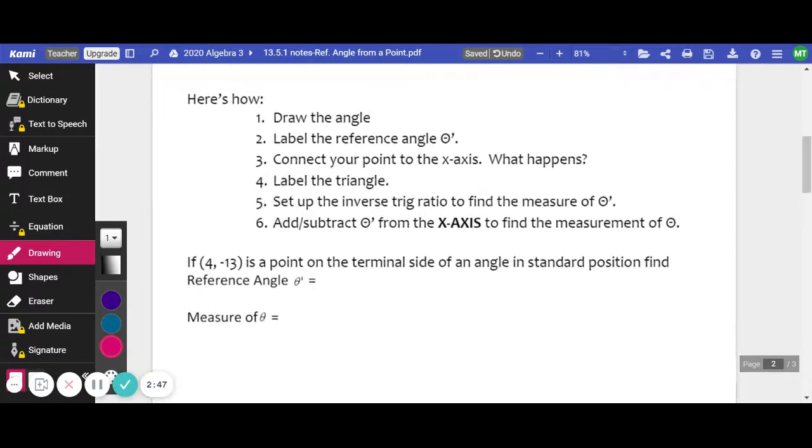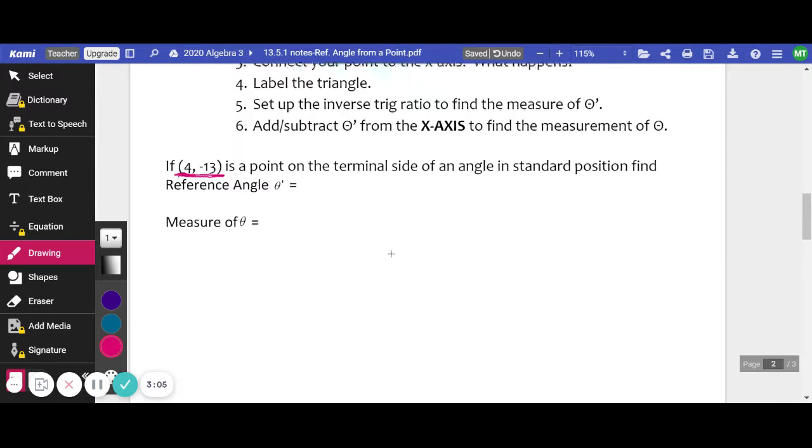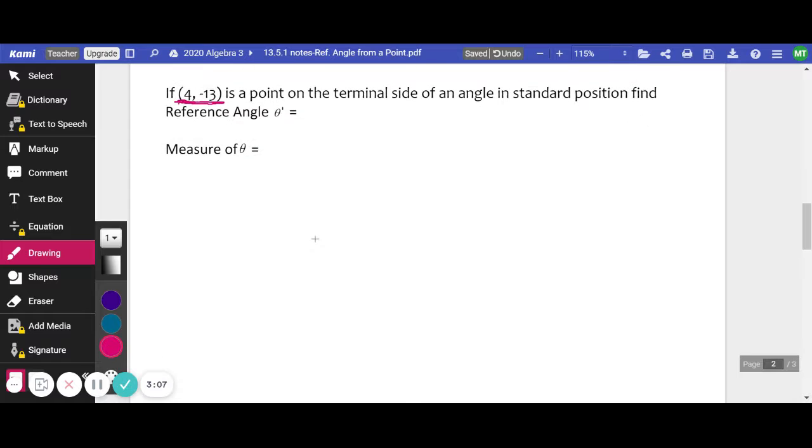So here is what we are going to be doing today. You are going to draw the angle. I first give you a point. In this first example, I'm going to give you 4, -13. You need to label the reference angle and connect your point to the x-axis. So let's do all of that together. 4, -13 is down here.